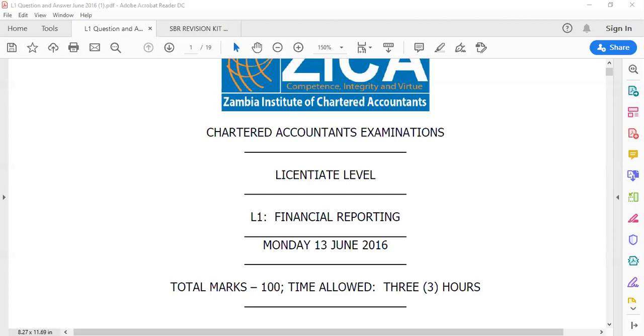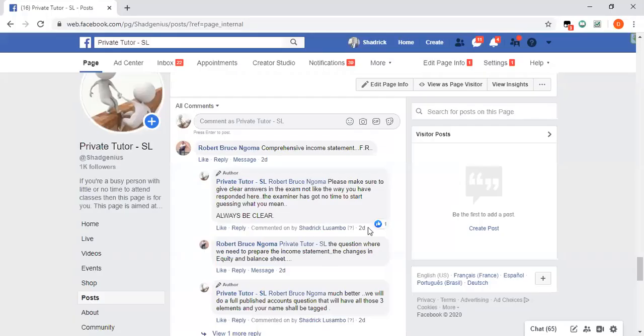So there was a student yesterday who commented on our post and he requested that we do a question for him. So we want to grant our dear student the request. So there we go. That's our Facebook page right there. And that's the name of the student. Yes, Robert Bruce Ngoma. He commented on our post and he said he needed to know the comprehensive income statement, financial reporting. Anyway, he wasn't clear, so we asked him, please make sure to give clear answers in the exam, not like the way you have responded here. The examiner has got no time to start guessing what you mean.